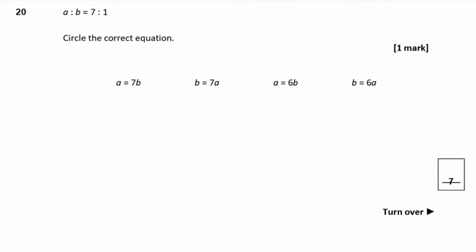Question 20, I've got the ratio of A to B given as 7 to 1, and I need to circle the correct equation. Is A equals 7 lots of B? Is B equals 7 lots of A? Is A 6 lots of B? Is B 6 lots of A?